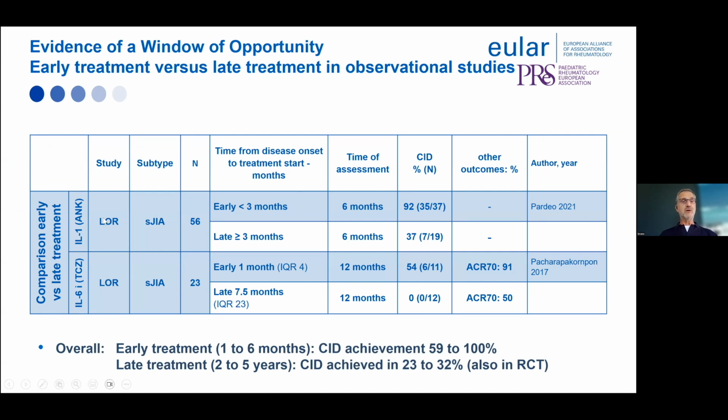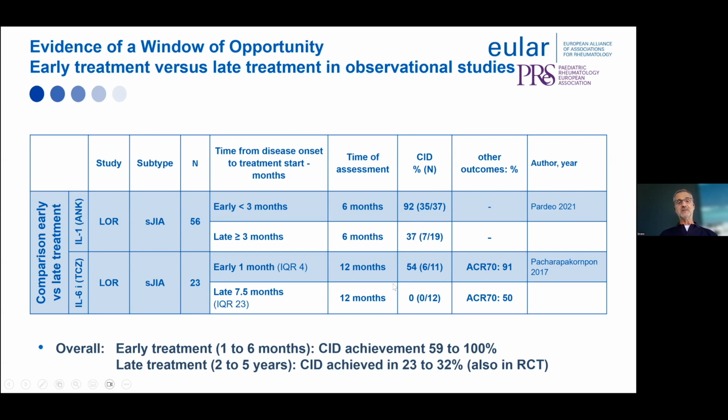And here, this is what we have in the scientific literature. It's 2 studies. One is with anakinra, an IL-1 blocker. The other one is with tocilizumab, an IL-6 blocker. You see here that in terms of clinically inactive disease, if the treatment with anakinra is started in the first 3 months of the disease, you have 92% of clinically inactive disease. If it's later, it's only approximately 40%.